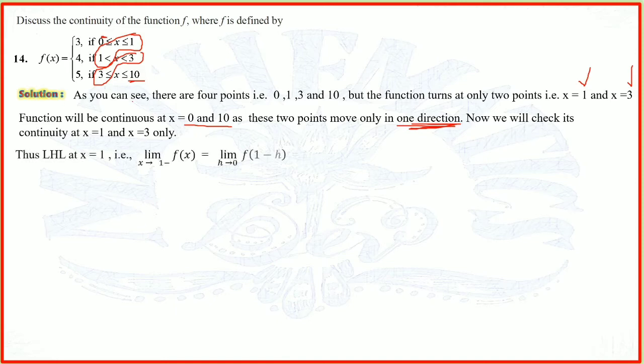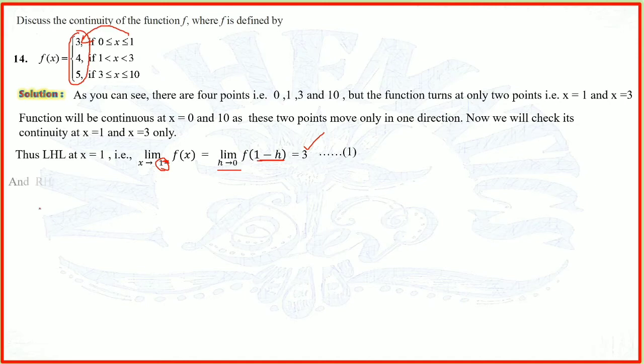Thus the left hand limit at x is equal to 1. At x is equal to 1, we will try to find out the left hand limit. Left hand limit means the limit as x tends to 1 minus of f of x equals the limit as h tends to 0. Now we are taking the left hand limit, so in place of x we will put 1 minus h, but there is no variable in the definition of the function, everywhere constant. So when x is less than 1 the function's value will be 3.